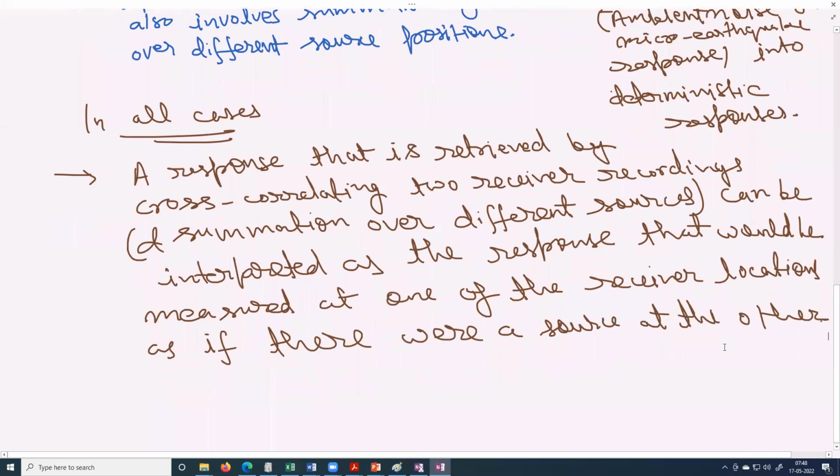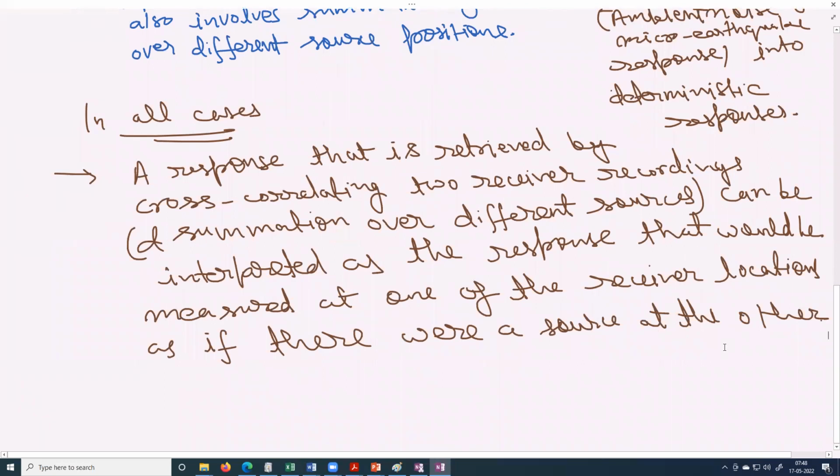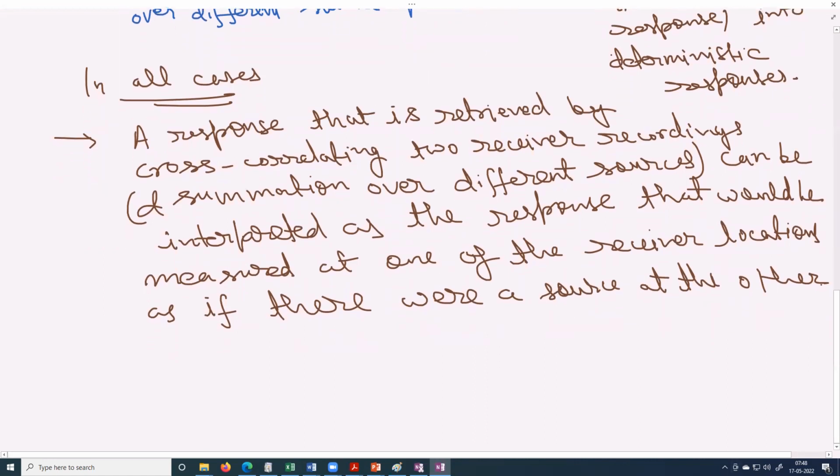So, this statement says that the response that you would like to generate will be generated by the cross correlation of the recordings of the two receivers, where you are considering the virtual source is located at one of the receivers. So this is a two receiver case where you are considering one source at one receiver and another as a receiver itself. But you can do summation over different sources, because when you are keeping an instrument in the field, observations from all kinds of sources will be recorded by the instrument. So you'll have to do summation over different sources.